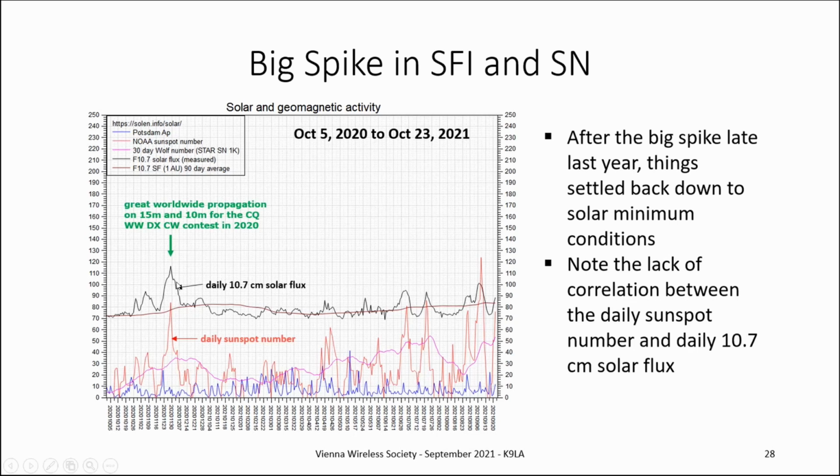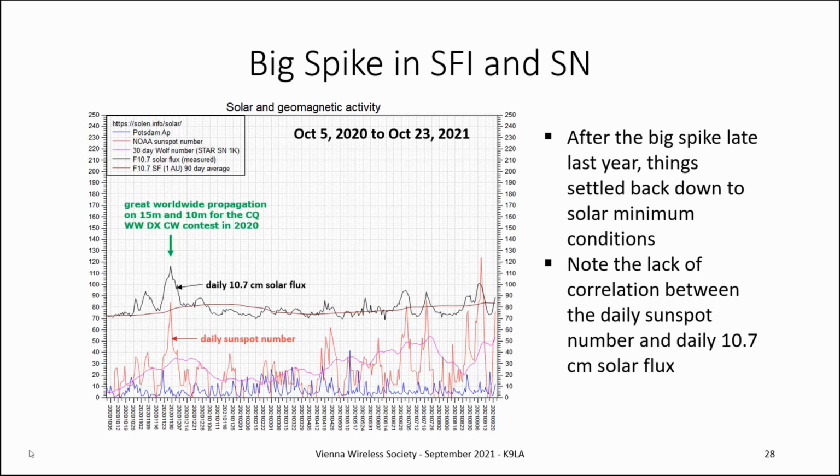And you can see at the end of October 2020, the sunspot number peaked up rather large, and the solar flux did the same thing. And we had great worldwide propagation on 15 and 10 meters for the CQ Worldwide DX CW contest. It also helped CQ Worldwide Phone and the 10 meter contest.